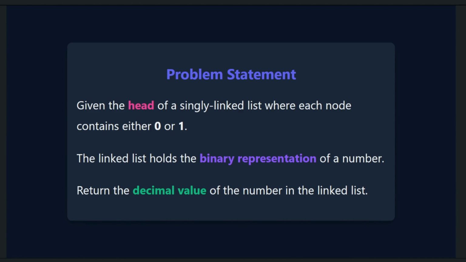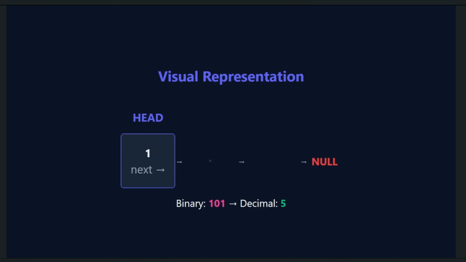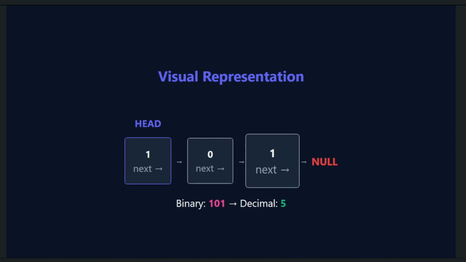Let's break down what we're being asked to do. We're given the head of a singly linked list, and here's the crucial part: each node in this linked list contains either a 0 or a 1. Think of it as a chain of binary digits. The linked list represents a binary number, and our mission is to convert this binary representation into its decimal equivalent. The most significant bit, that's the leftmost digit in binary, starts at the head of our linked list. This is elegant problem design at its finest.